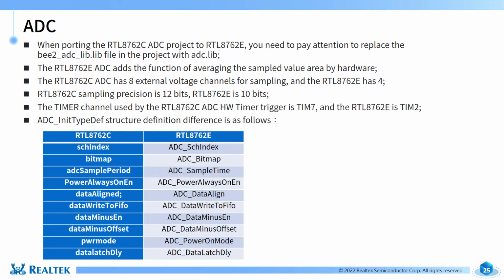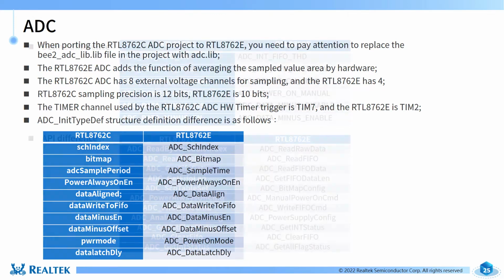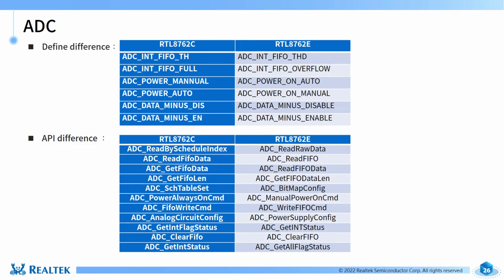6. This table describes some differences in the definition of the ADC in its typedef structure. The 7th is some of the differences in define. And finally, the 8th is the interface name differences for the API. You can refer to it when writing code or reading.